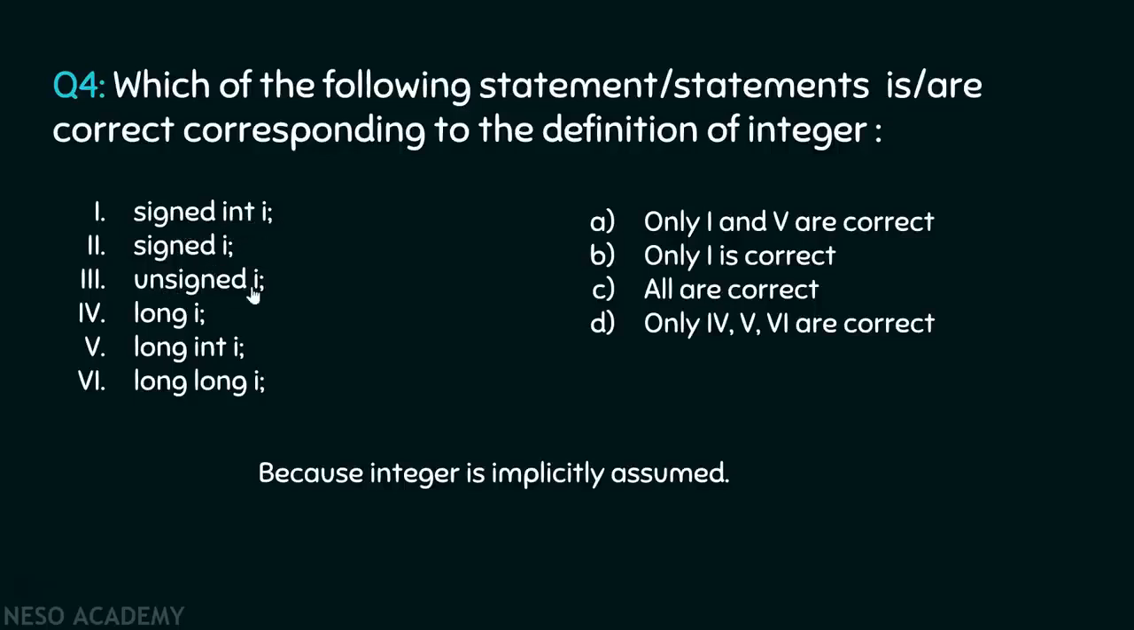Similarly, unsigned I is also correct because the compiler implicitly assumes the integer. Therefore, it automatically puts int in front of this variable, and unsigned I is also a correct definition. On the other hand, long I is also a correct definition, equivalent to long int I. Therefore, we can say option C is the correct answer because all of them are actually correct. Therefore, C is the correct answer.